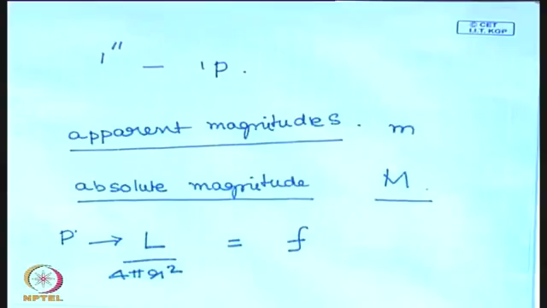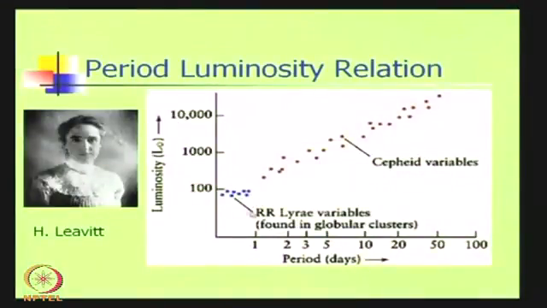Okay. Let me just mention another thing. There is another kind of star called RR Lyrae variables, which are also variable stars but have a different period luminosity relation. So one should not confuse RR Lyrae and Cepheid variables. The period luminosity relations are different. These RR Lyrae are not so bright. In the initial days there was some confusion, but then people figured it out.